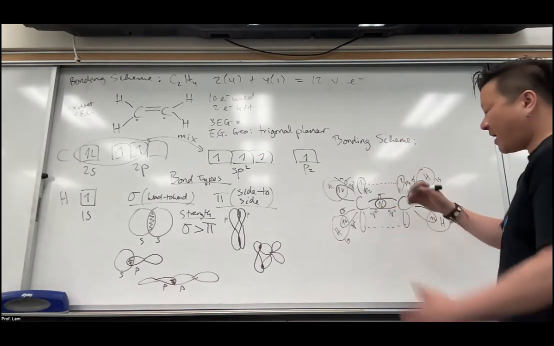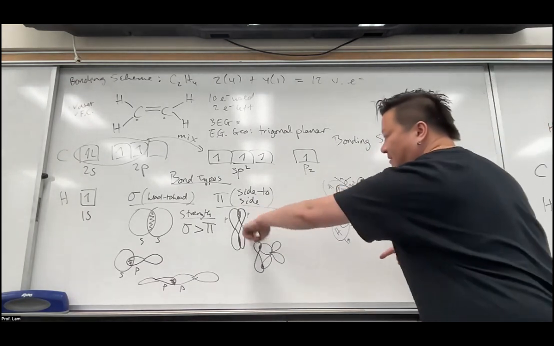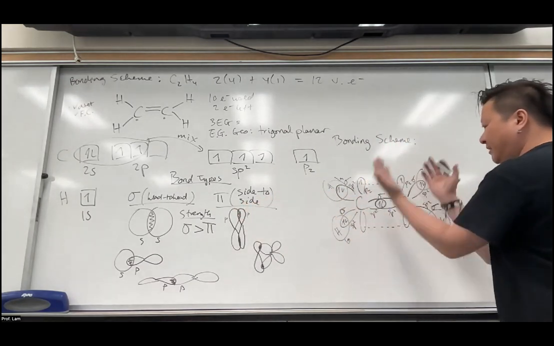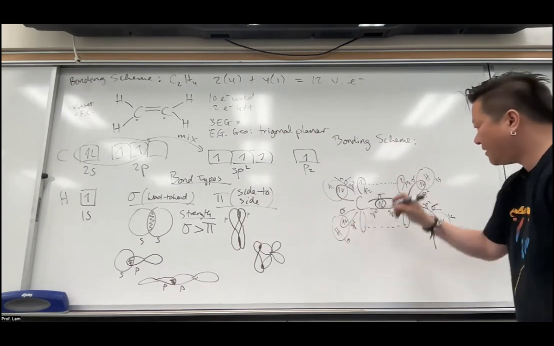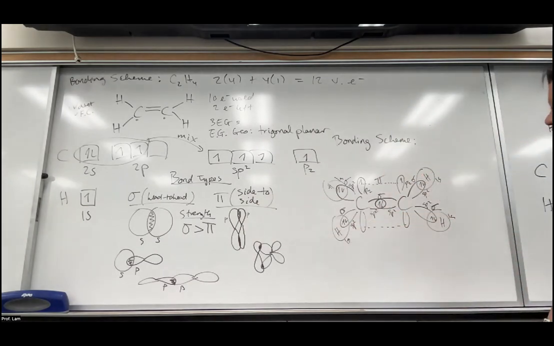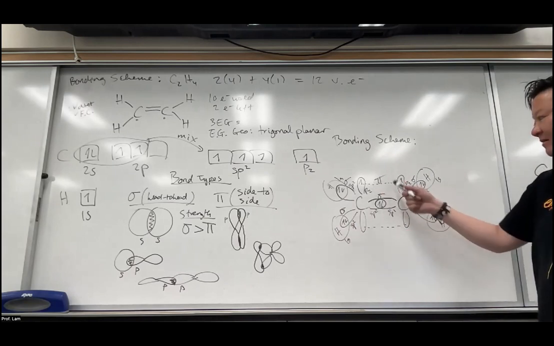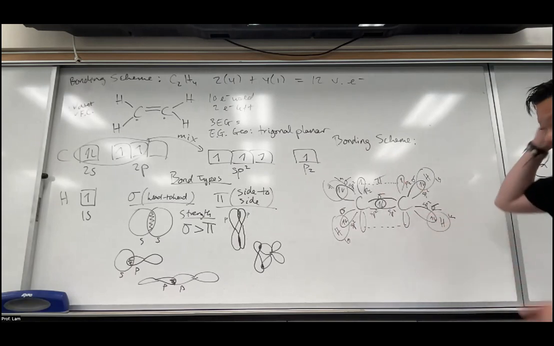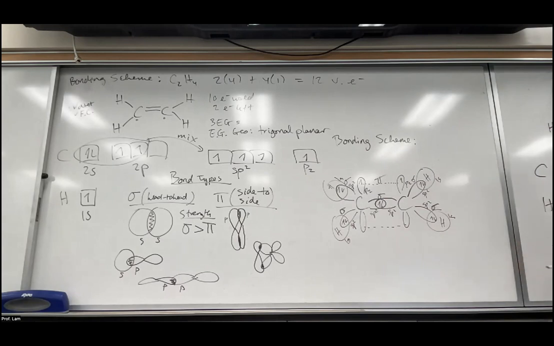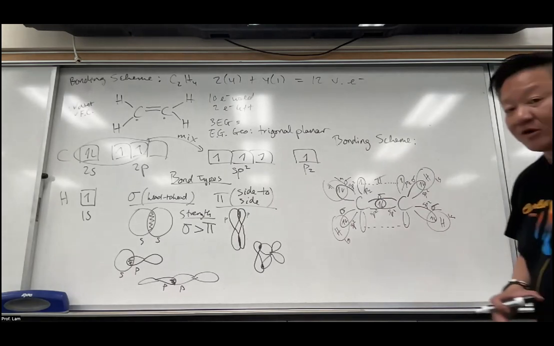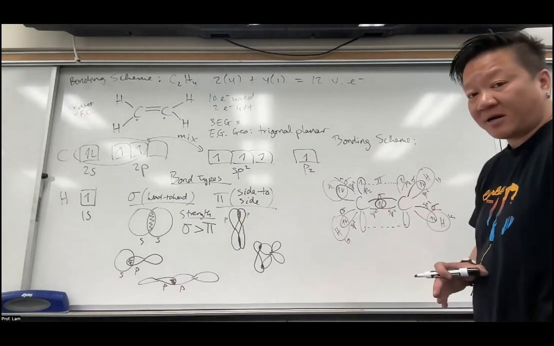And then we have the pi bond, right? You see that? That's this dotted line here, right? Shows a side to side overlap. And that's a pi bond. Okay. That's half a pi bond, that's the other half, right? Together is one pi bond. Okay. So there we go. This is your bonding scheme for C2H4, which involves a double bond, right?